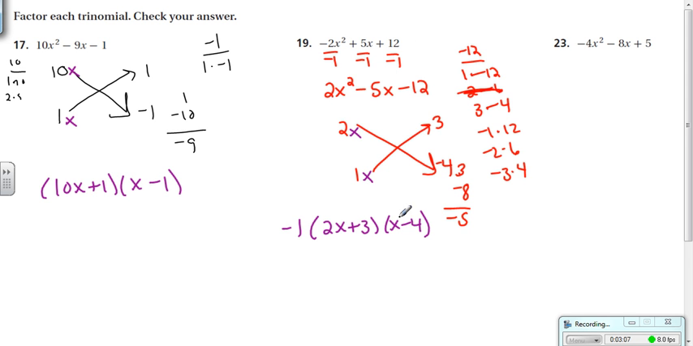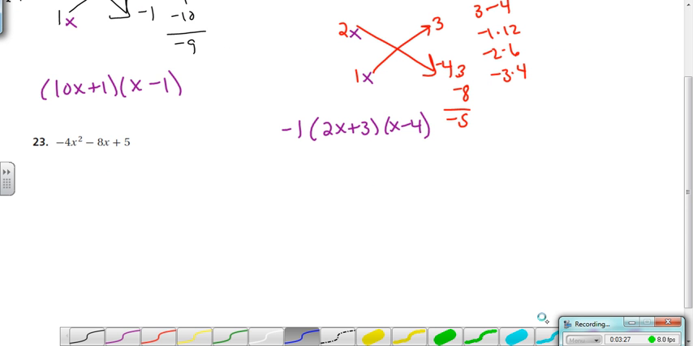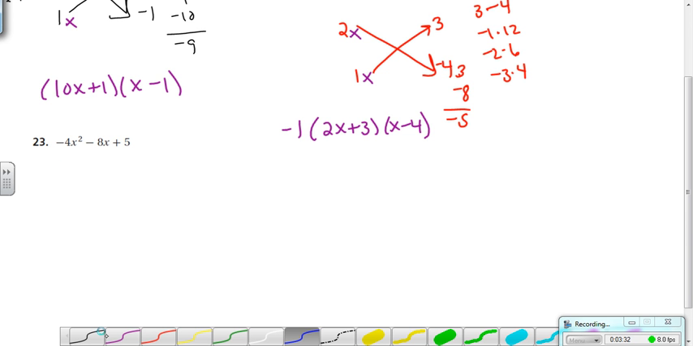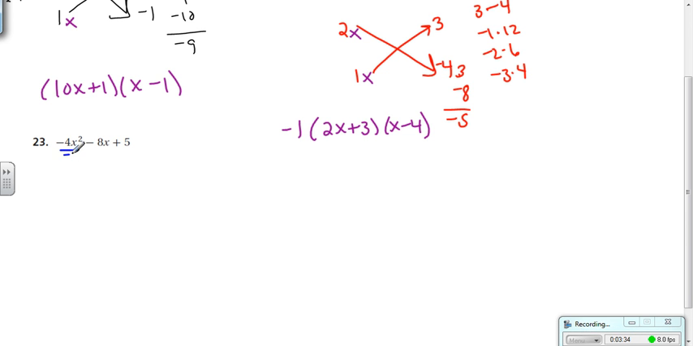So for number 23, same thing. I want to get rid of that negative in front of the first term, in front of the squared term. So I divide out a negative 1. So I'd have 4x squared plus 8x minus 5. So when I go to do my organization, I could do 4 is 1 times 4. It's also 2 times 2. To get negative 5, I can do 1 times negative 5, or I can do a negative 1 and a positive 5. So I'm going to start with 4 and 1, and 1 and negative 5.